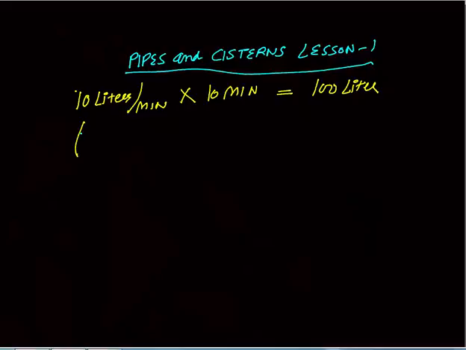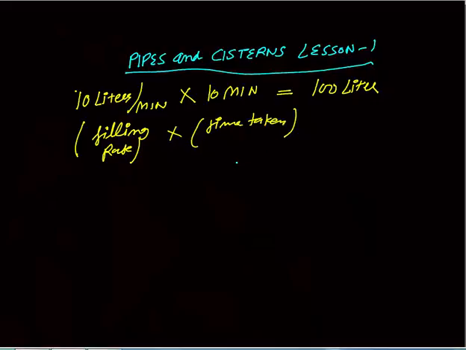So can I say 10 liters per minute is the filling rate. This is the filling rate, the rate at which the pipe is filling, into the time taken to fill the tank. The pipe took 10 minutes to fill the tank. So that is equal to the capacity of the tank. Capacity means the volume of the tank. The capacity is 100 liters.